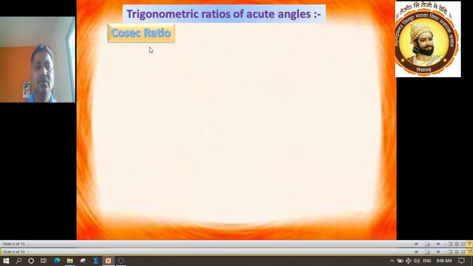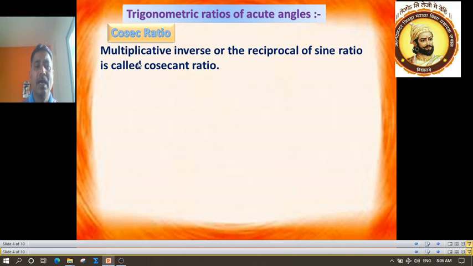First of all, consider the cosec ratio. Now what is meant by cosec ratio? We know the cos ratio. What is meant by cos ratio? The ratio of adjacent side to its hypotenuse is called the cos ratio, and the multiplicative inverse or the reciprocal of the sine ratio is called the cosecant ratio.